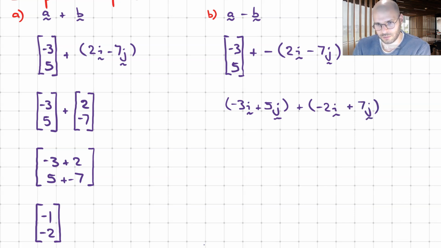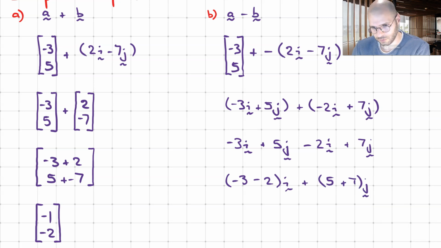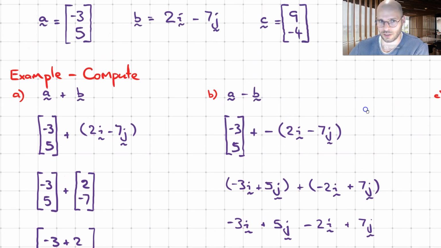I now expand the brackets out: minus 3i plus 5j plus, and it will be minus 2i plus 7j. I now collect like terms, and I simplify. So my answer to this is minus 5i plus 12j. The answer is written in unit vector form. I could write it in component form, but I choose to leave it like this because the question doesn't state which form it wants. Alright, next one.